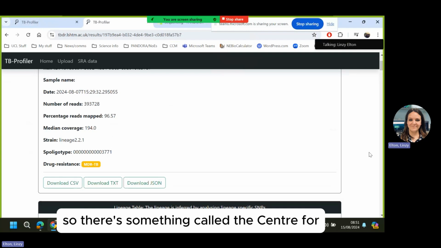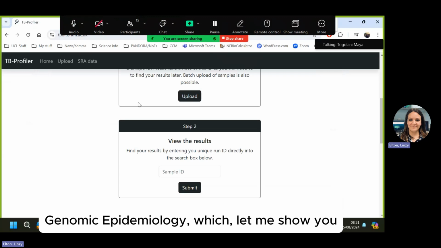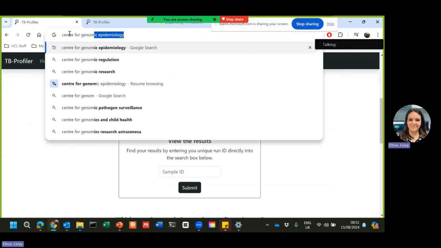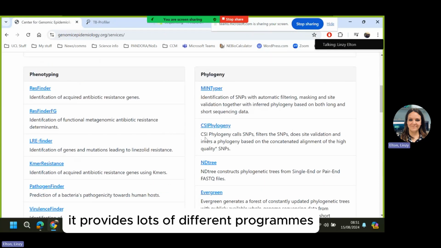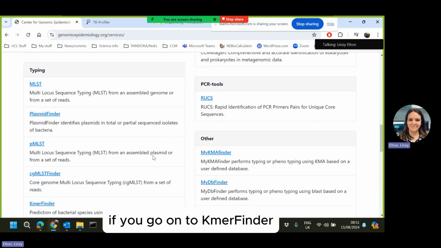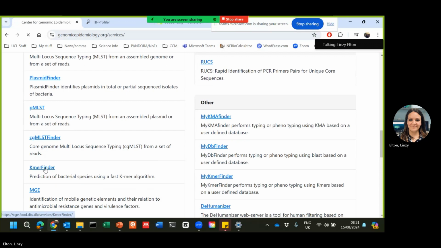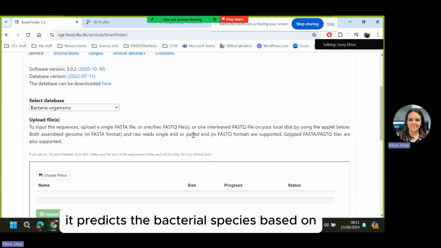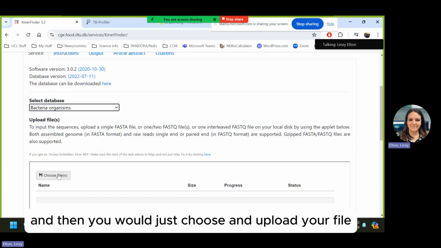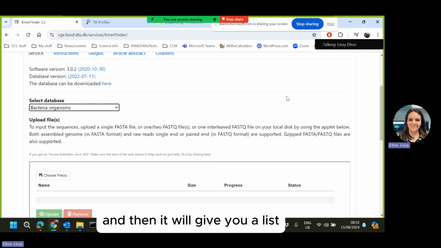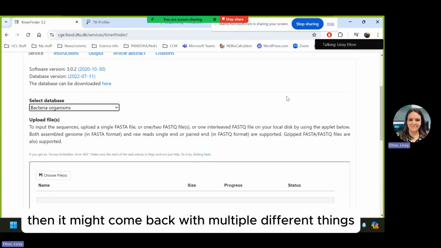So there's something called the Center for Genomic Epidemiology, which, let me show you. This is quite a good service. There are various different things, and it provides lots of different programs. So if you go on to KmerFinder, it predicts the bacterial species based on, I think, the NCBI database. So you would leave that as bacteria, and then you would just choose and upload your file, and then it will give you a list of the organisms all of your reads best match with. So in theory, if it's a very pure culture, then it will come back with this is TB. If it's not a pure culture, then it might come back with multiple different things.